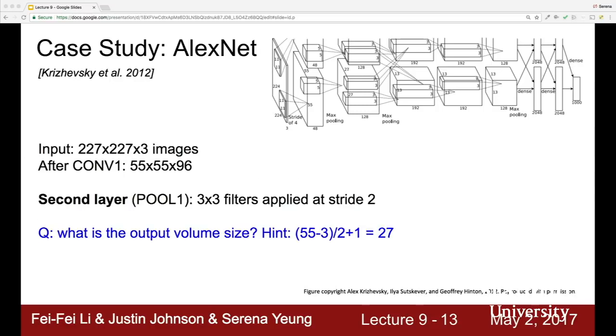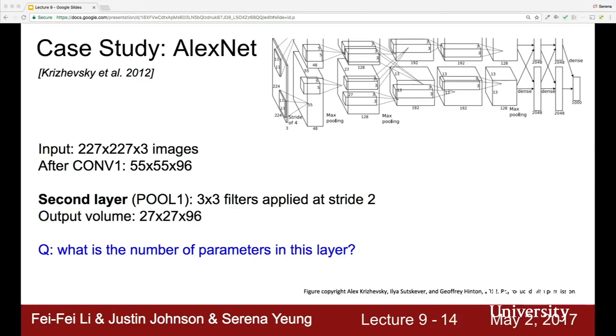OK, so now if we look at the second layer, this is a pooling layer. In this case, we have 3 by 3 filters applied at stride 2. So what's the output volume of this layer after pooling? And again, we have a hint very similar to the last question. OK, I heard 27 by 27 by 96. Yes, that's correct.